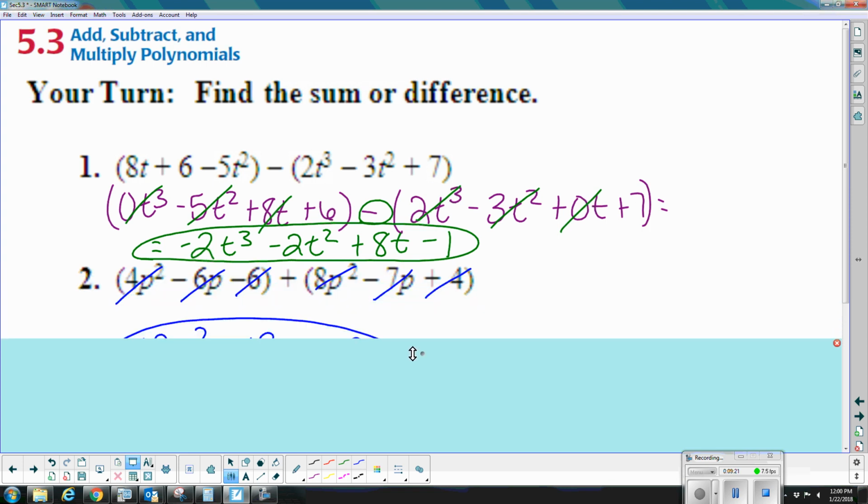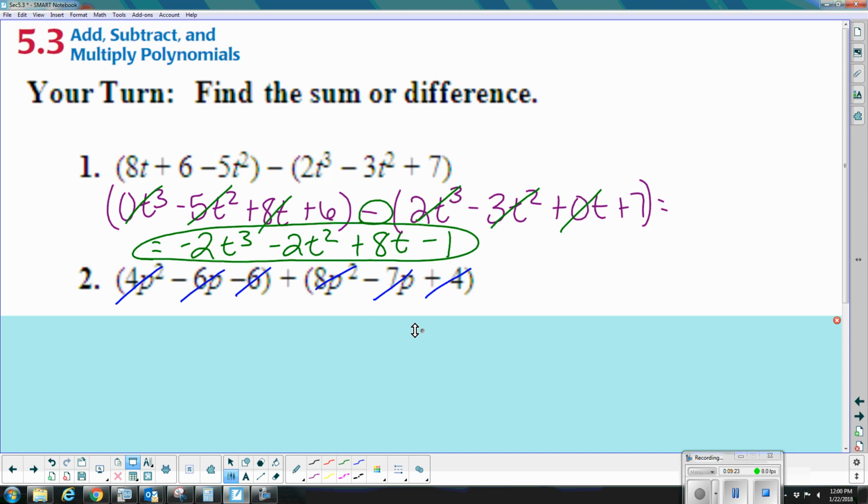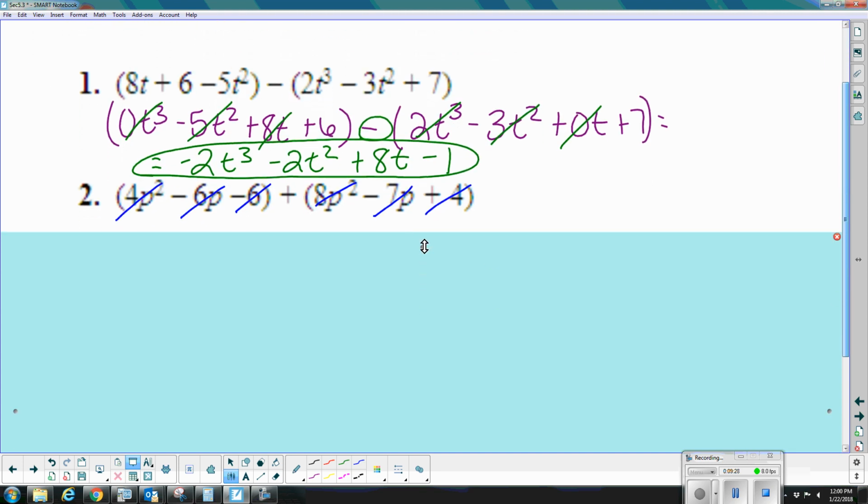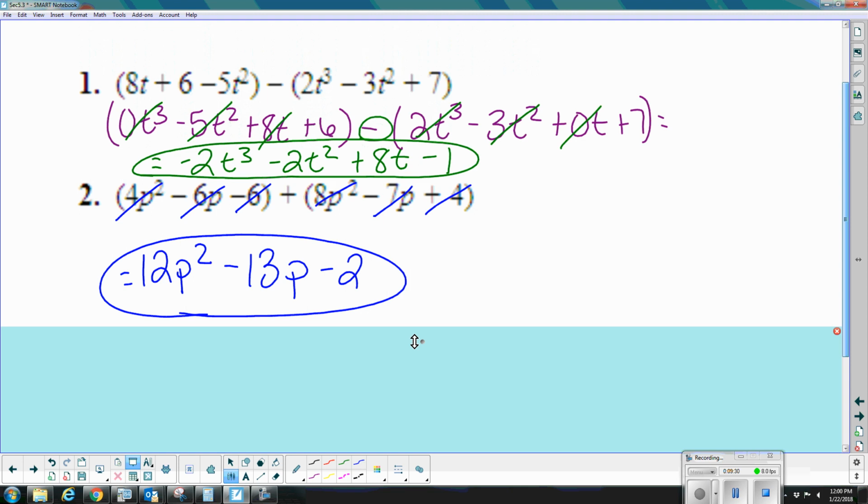In the second example, it's already in standard form for you with the same degree. Each polynomial has the same degree. So in this case, you're just adding and you're combining like terms to get 12p squared minus 13p minus 2.